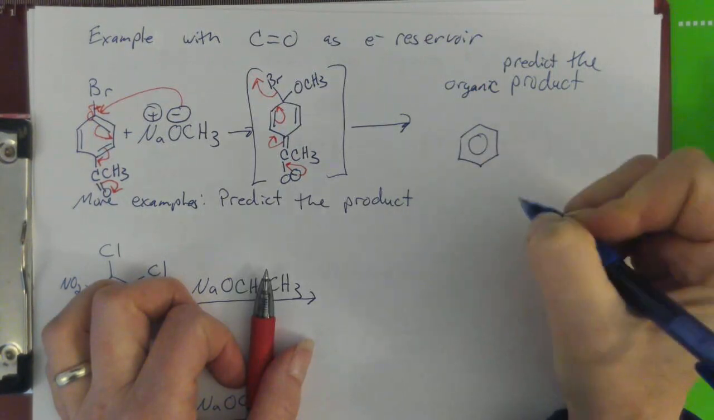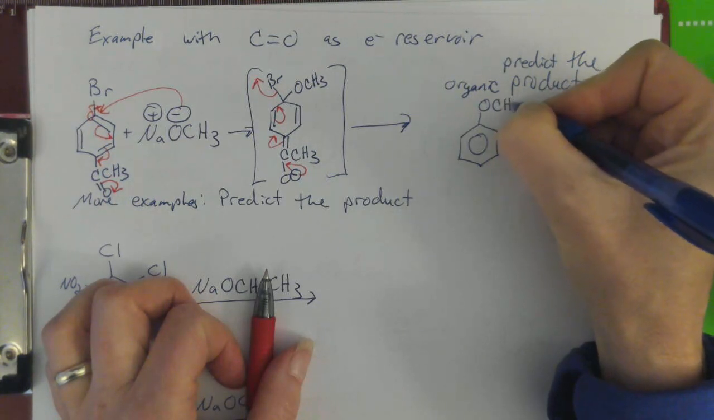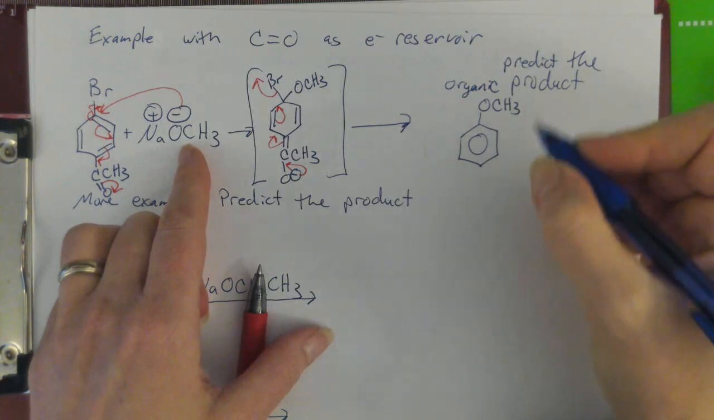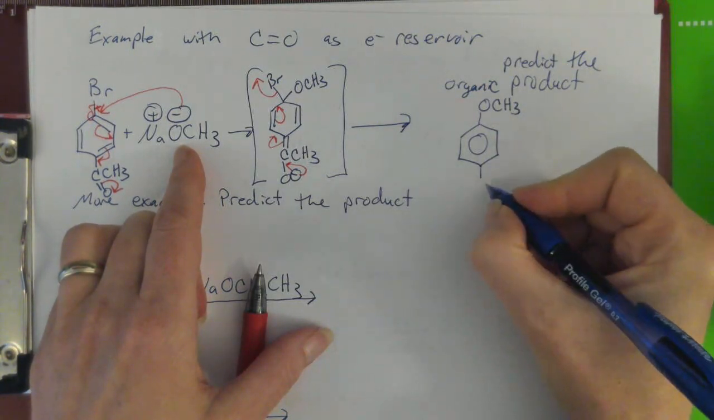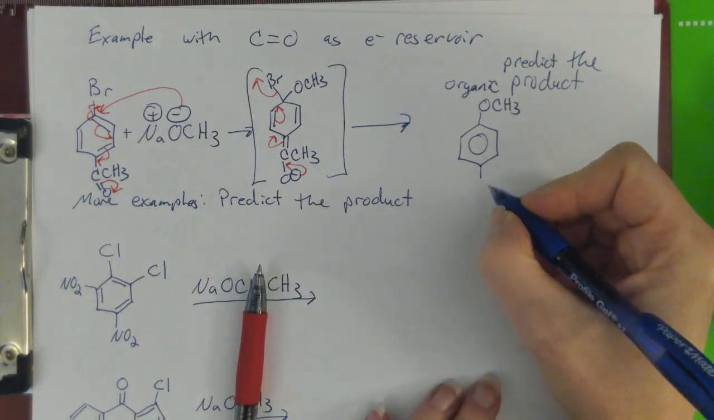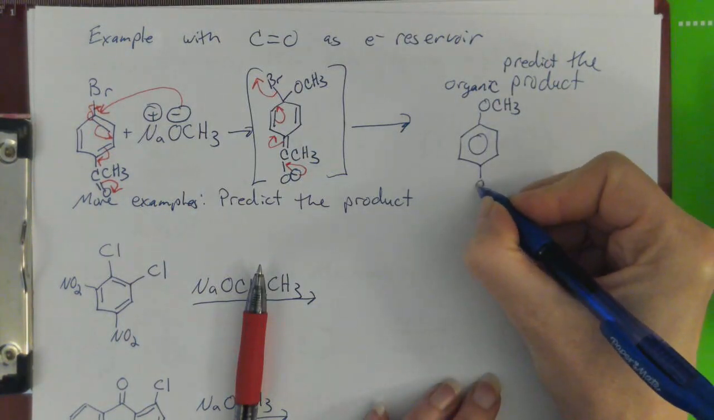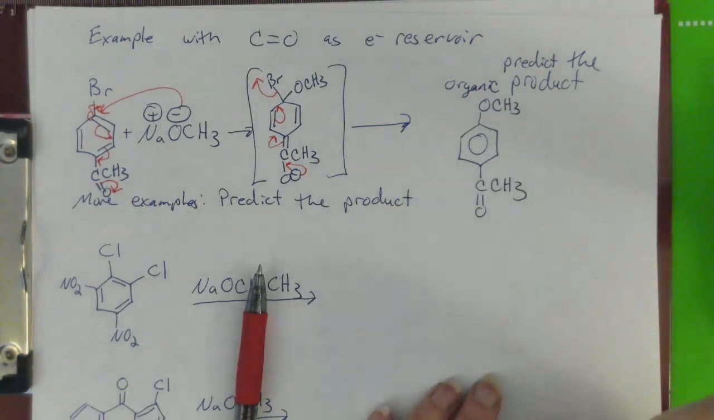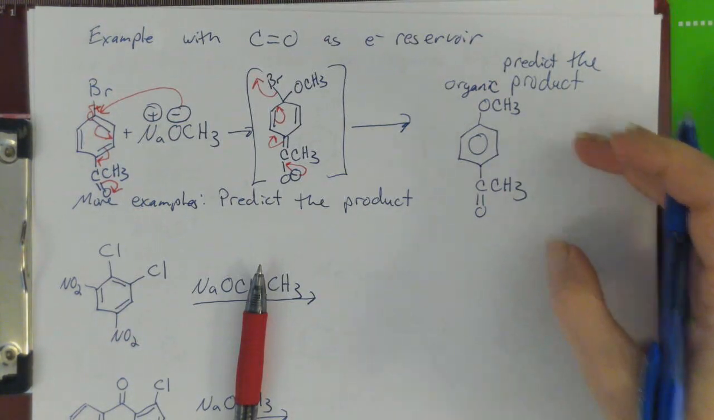And if you want to be quick, you can just draw a circle in the ring there. So now we have, oh look, we've figured out how to put a methoxide on the ring. Remember, we were talking about how with electrophilic aromatic substitution we couldn't do that, but with nucleophilic aromatic substitution, we can. Okay, so there we have our organic product.